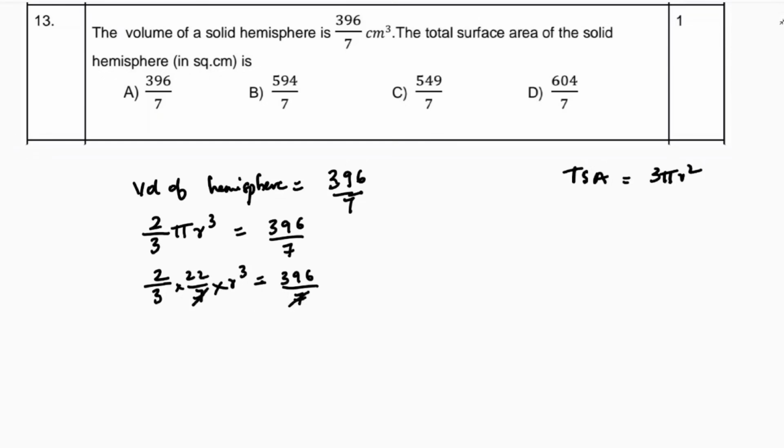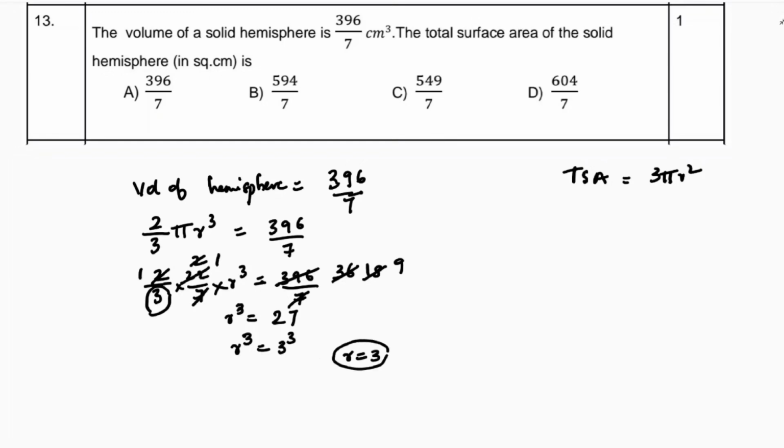See here 7, 7 will cancel, and 396 is 11 table. 11 times 2, 11 times 3, 11 times 6, 2 times 1, 2 times here 18, 2 times 9. So r cube is 9, and if I multiply by 3, 27. So r cube is, you can write, 3 cube, 27. So r value is 3. If you substitute this r value, you will get the answer.